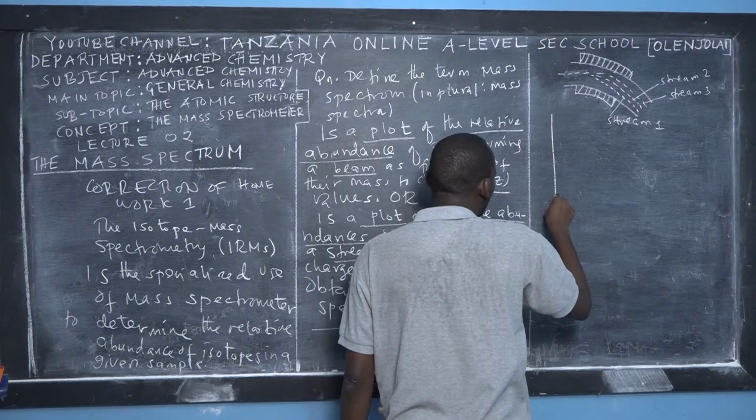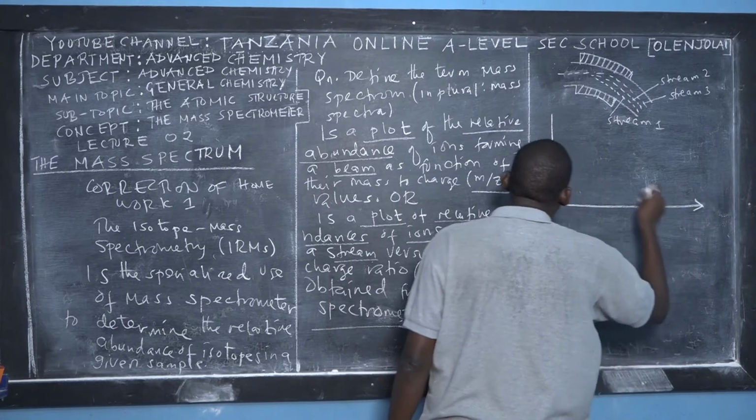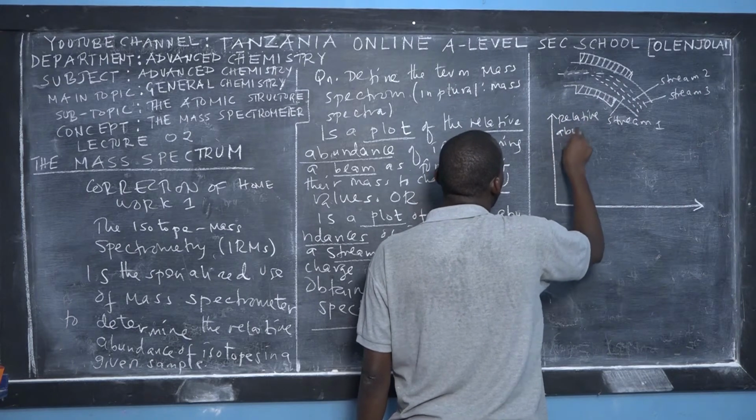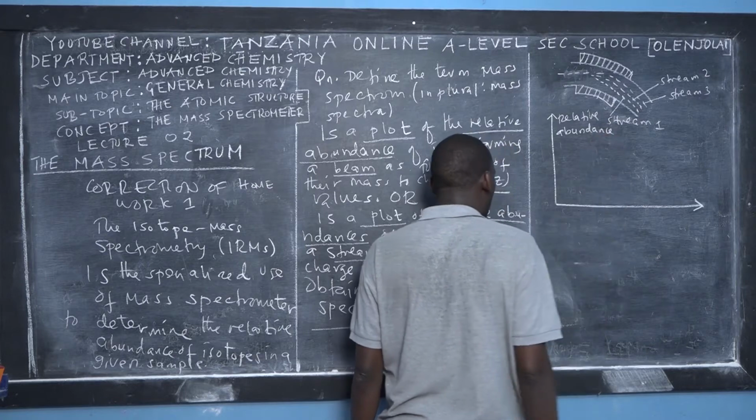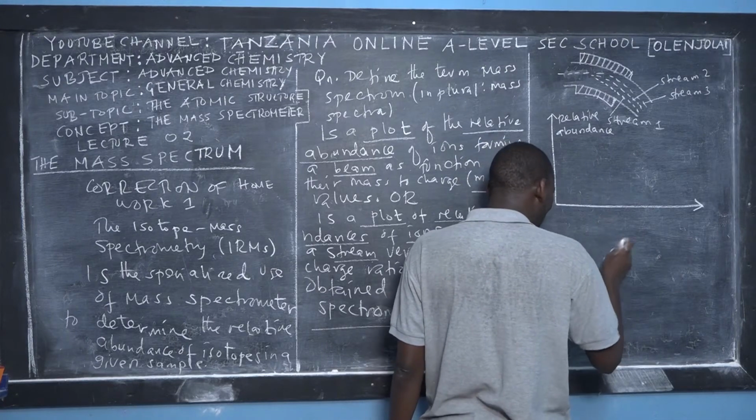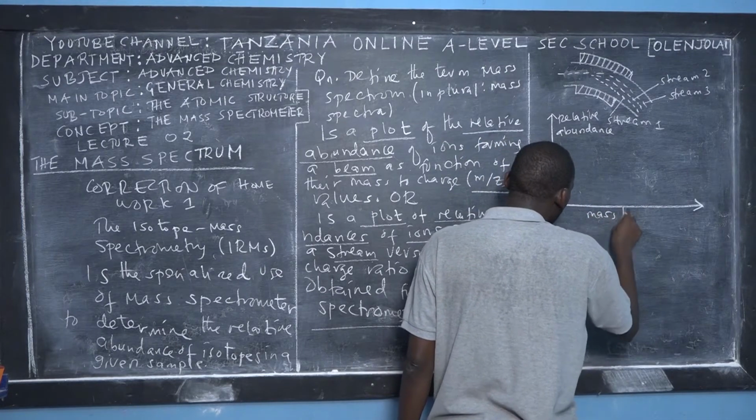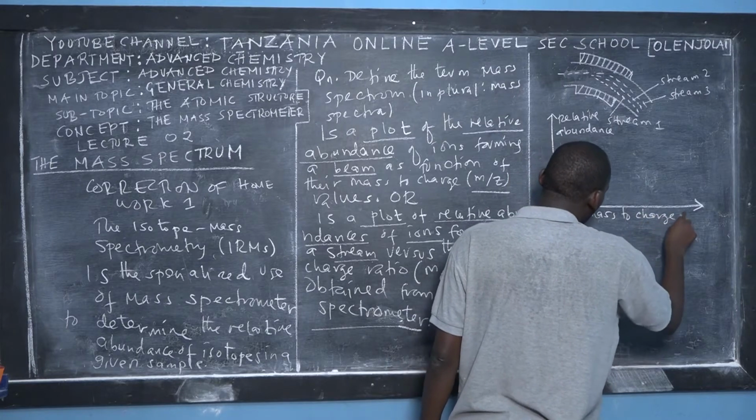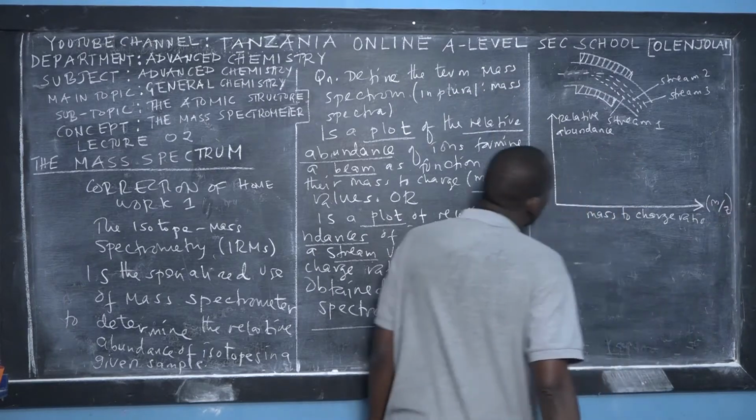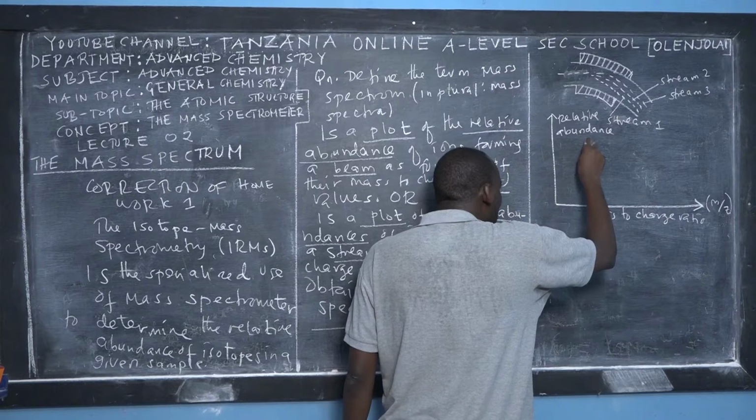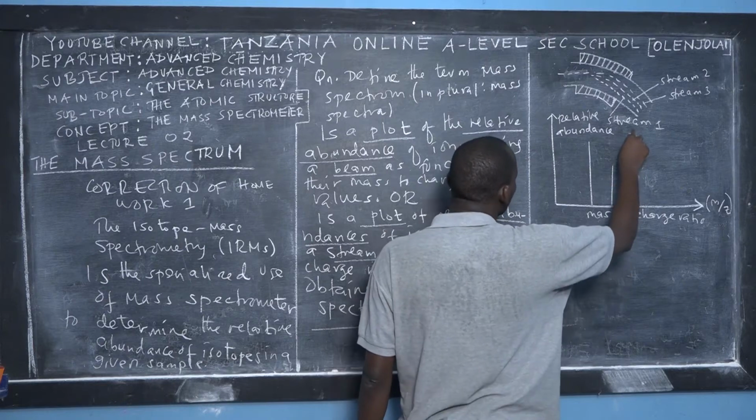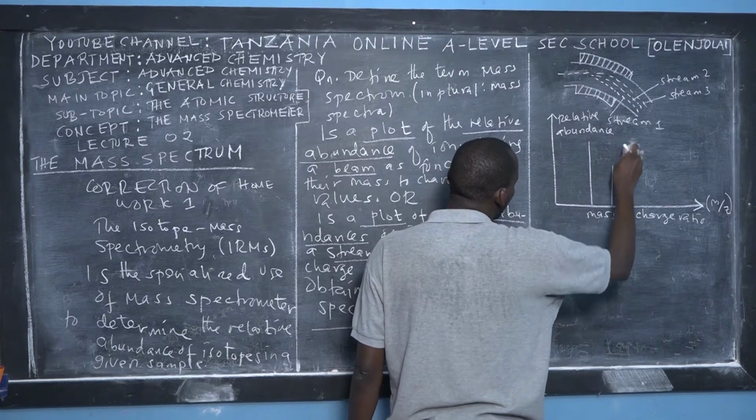So this is a plot. A mass spectrum is a plot of relative abundance, whether in percentage or not, against the mass to charge ratio. Mass to charge ratio, in short, we just write like this. So then, how do you represent this stream? Very good question. For example, this is stream 1, this is stream 2, and this is stream 3.